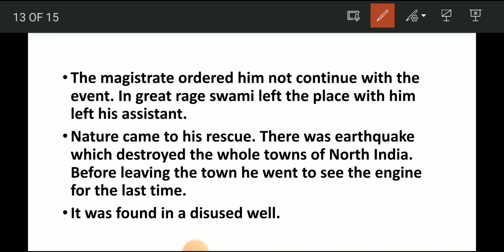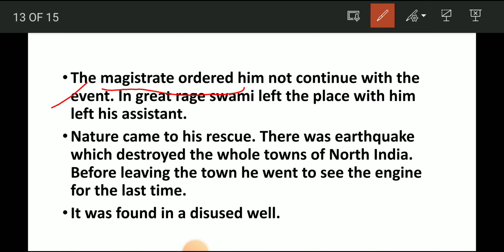Suddenly police come and he has got an order from the magistrate telling that he should not continue with the event. The driving thing, he cannot continue. There is an order. Apart from this driving thing and eating poison, you can do any kind of exhibition, whatever you want to do, but this you are not supposed to do.